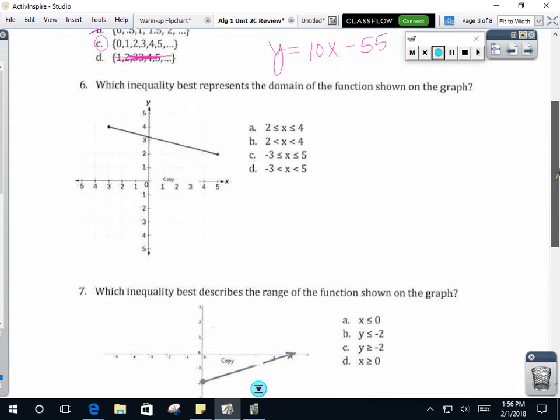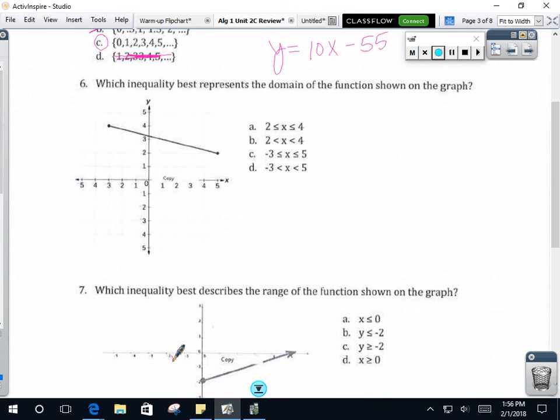All right, number 6. Which inequality best represents the domain of the function shown in the graph? Okay, they are choosing to write domain in a different way than we are used to writing it. Let's write it the way I've been teaching you. Domain is talking about the what? The x values. Okay? And when you're doing the domain, we're talking about left to right because the x-axis runs left to right. So how far does this graph go over to the left?